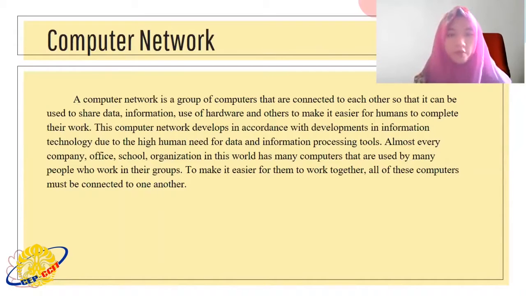A computer network is a group of computers that are connected to each other so that they can be used to share data, information, use of hardware, and others to make it easier for humans to complete their work. Computer networks develop in accordance with developments in information technology due to the high human need for data and information processing tools. Almost every company, office, school, and organization in this world has many computers that are used by many people who work in their groups. To make it easier for them to work together, all of these computers must be connected to one another.